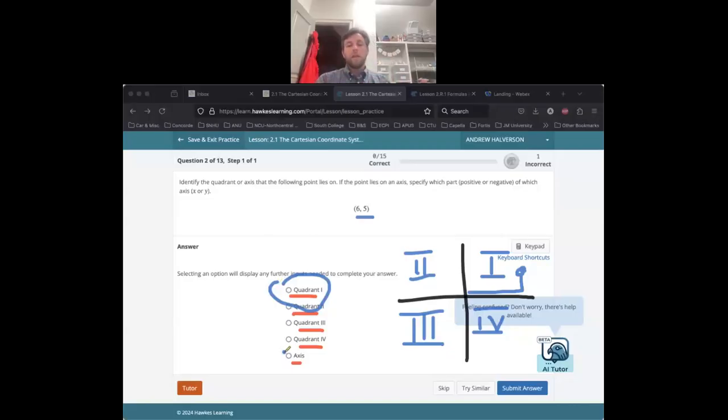The axis is if you have a 0 for your x or 0 for your y. That's what we're talking about with the intercept. It's on the axis, either the vertical or the horizontal axis. So that's what that question is all about, just asking where this point exists and which quadrant it exists on.